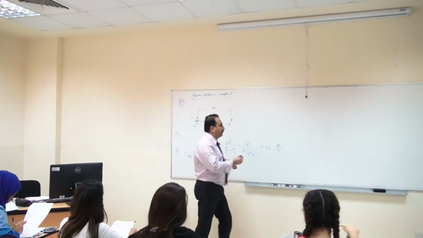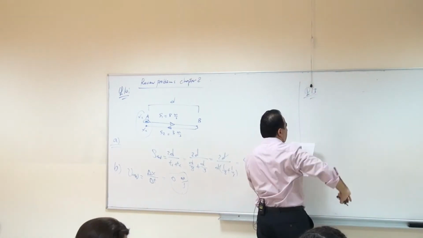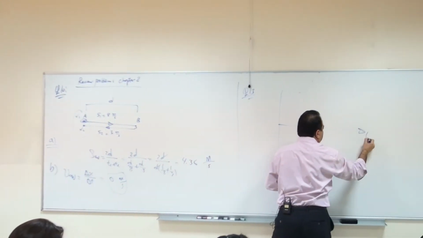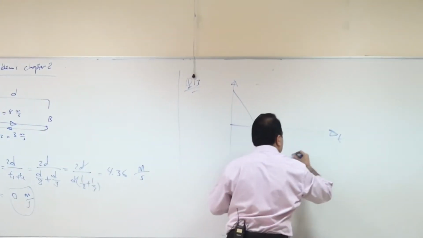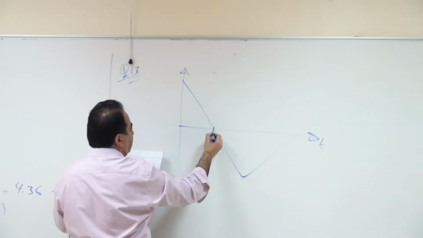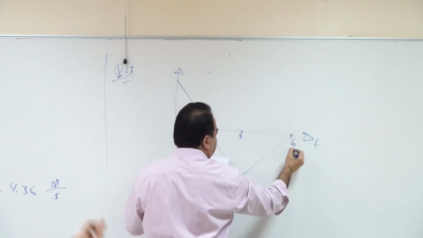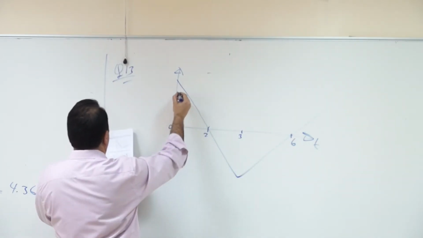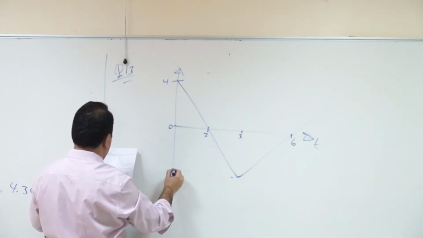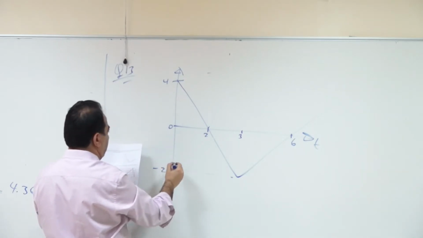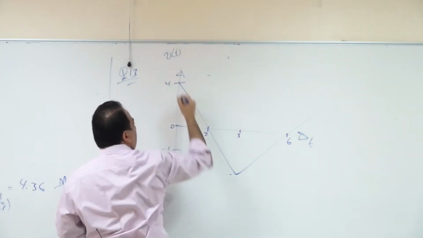I'll just do a sketch here for you for the graph. So this is question 13. And the velocity time graph looks like this. Here the intercept is 2. The lowest here 3. And here you have 6. And this is 0. This is 4. And the lowest here, it's around -2. And this is a velocity time graph.